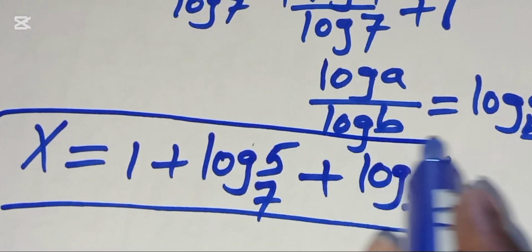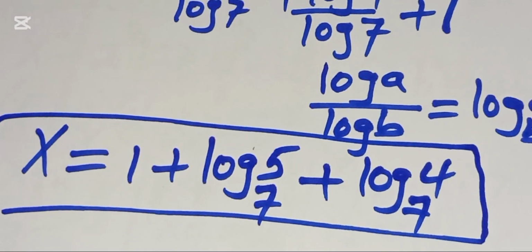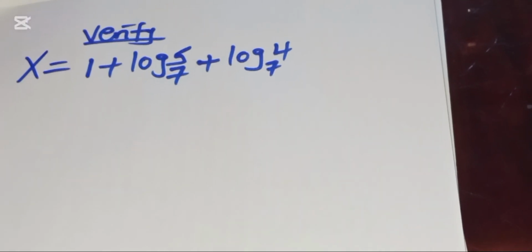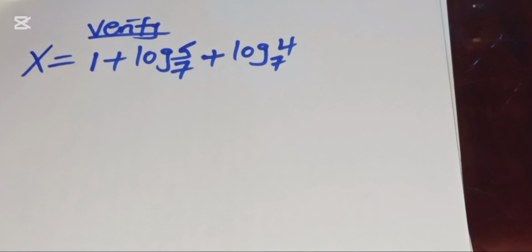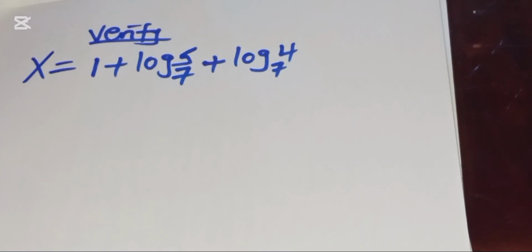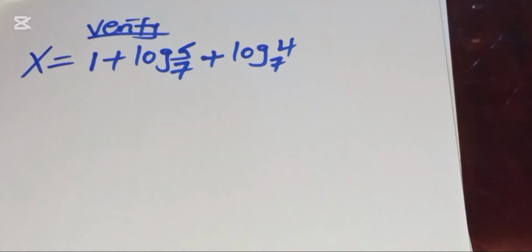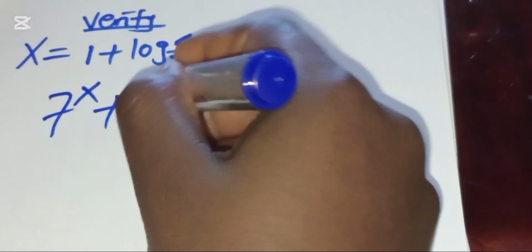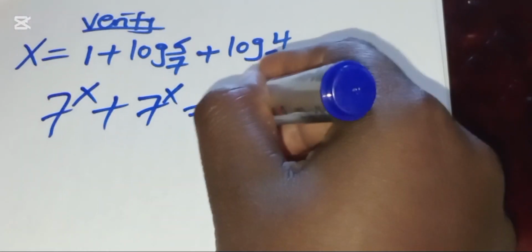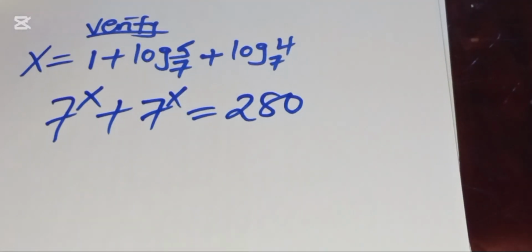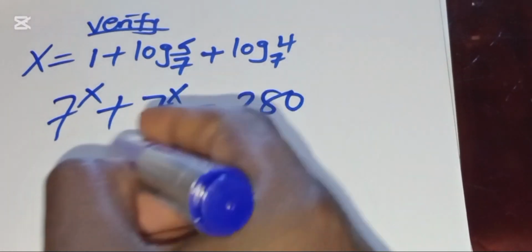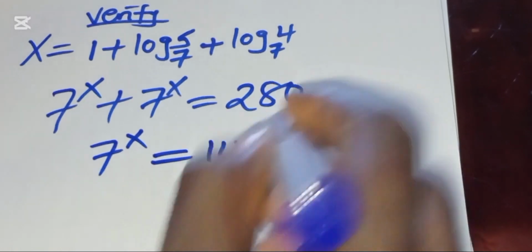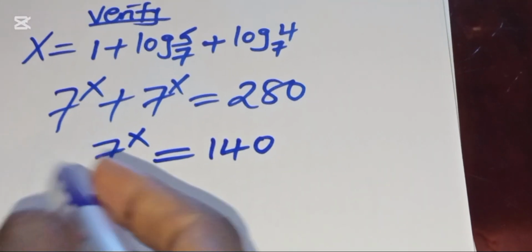So let's verify that this value of x satisfies the equation. Let's verify that x, which is 1 plus log 5 to base 7 plus log 4 to base 7, satisfies the equation. If you recall, we had the equation 7 raised to power x plus 7 raised to power x equal to 280. We simplified this further to 7 raised to power x is equal to 140. So let's simplify this.